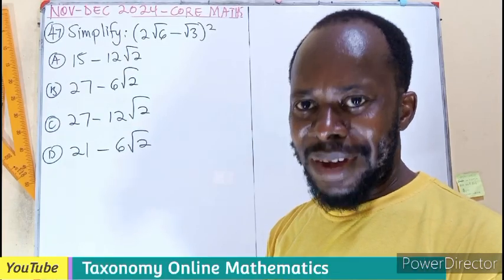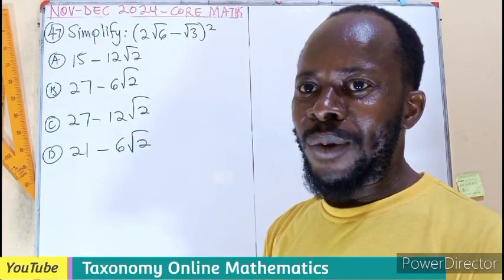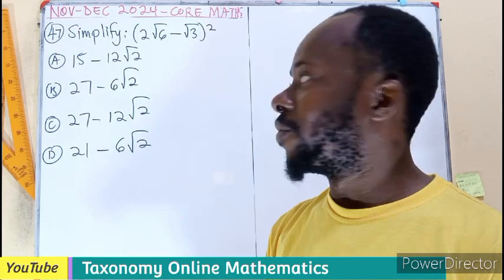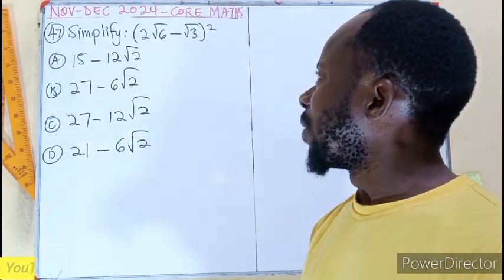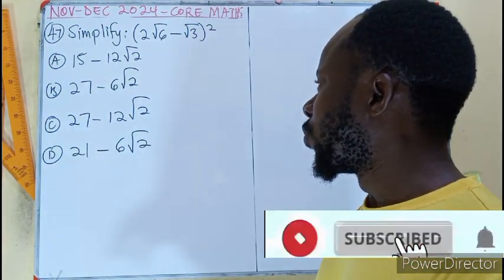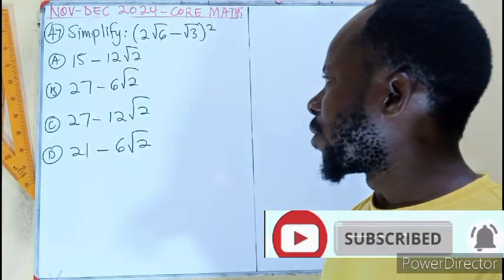Hello, welcome back to the episode on WASSCE NOV-DEC 2024, question 47. We are to simplify (2√6 − √3)².